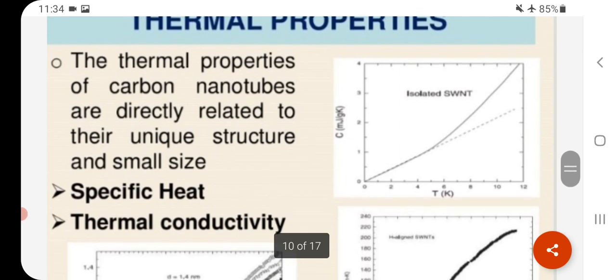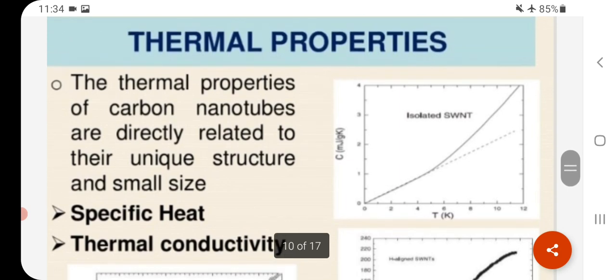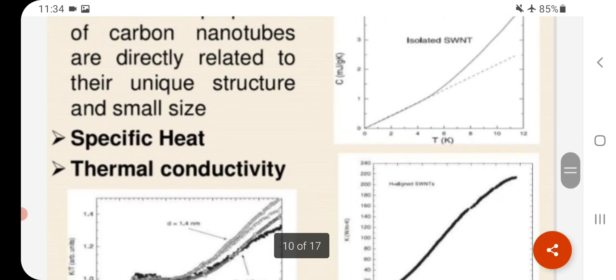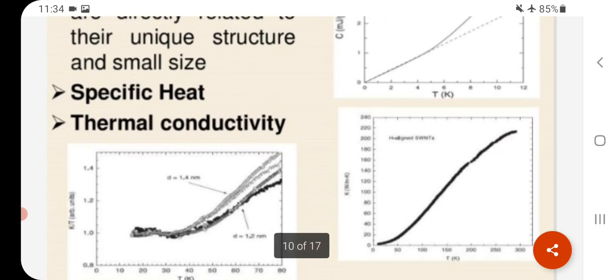Next, thermal properties. The thermal properties of carbon nanotubes are directly related to their unique structure and small size. Specific heat and thermal conductivity. These are the graphs of specific heat and thermal conductivity.